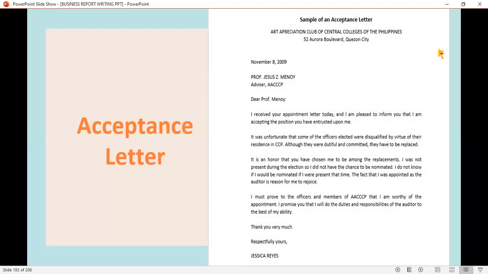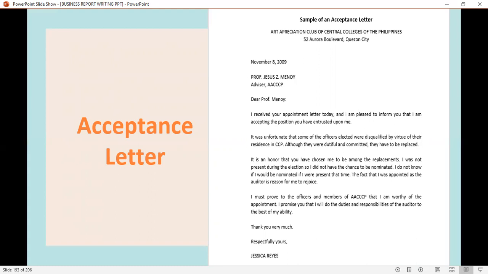So this is an example of acceptance letter. So, a letter for Professor Jesus Z. Manoy. I received your appointment letter today and am pleased to inform you that I am accepting the position you have entrusted upon me. It was unfortunate that some of the officers elected were disqualified by virtue of their residence in CCP. Although they were dutiful and committed, they have to be replaced. It is an honor that you have chosen me to be among the replacements.